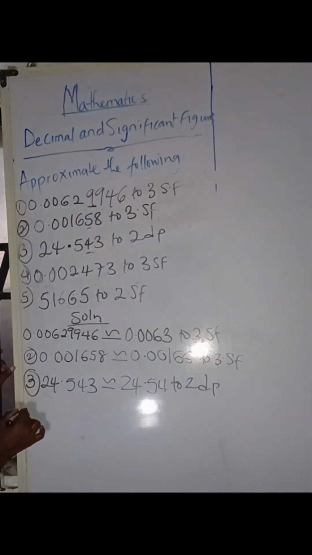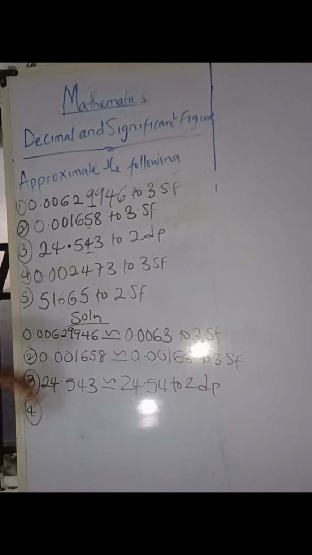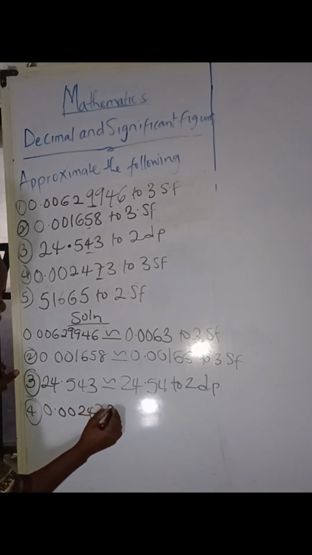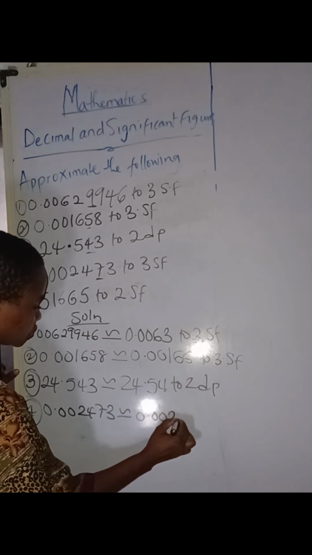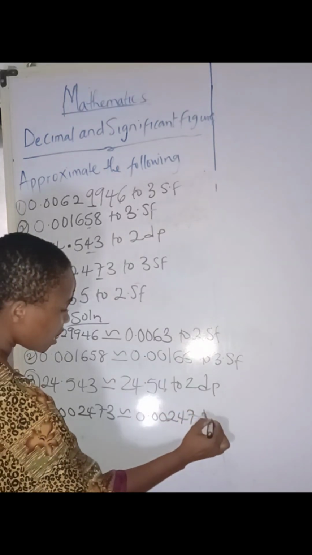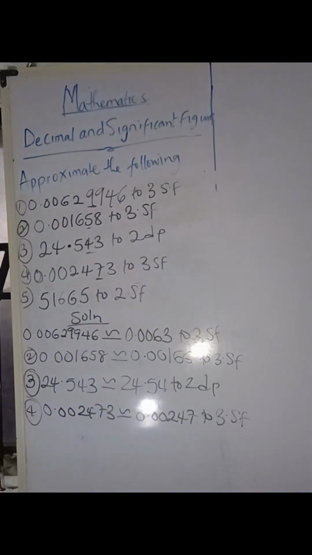So at number 4, we have this to 3 significant figures. To 3 significant figures, we are counting our value from the very first significant number. So 1, 2, 3. So this is where we are working on. The next value is not up to 5, so we are turning it to 0. So our answer is what? 0.002473. It will now be approximated to what? 0.00247 to what? To 3 significant figures. I hope you understand it like that. So this is our answer to 3 significant figures.